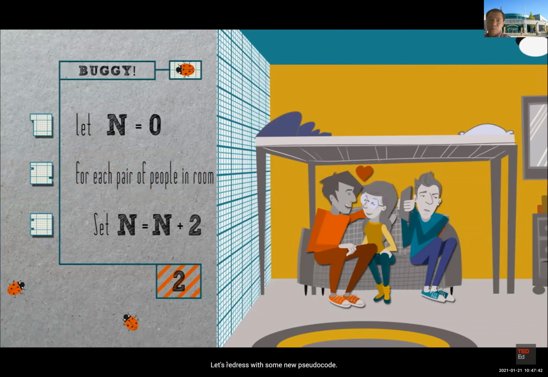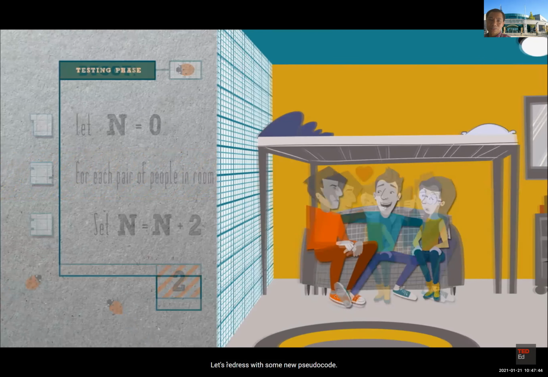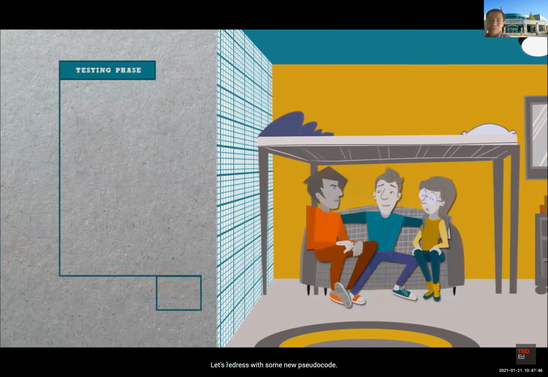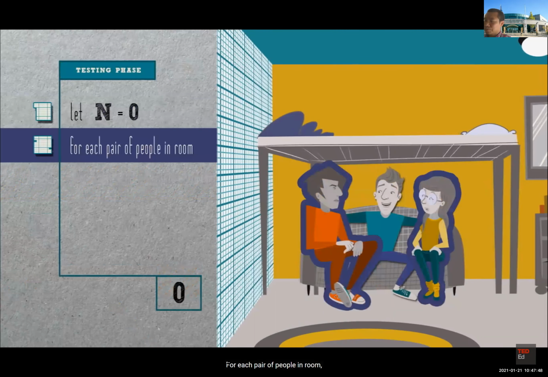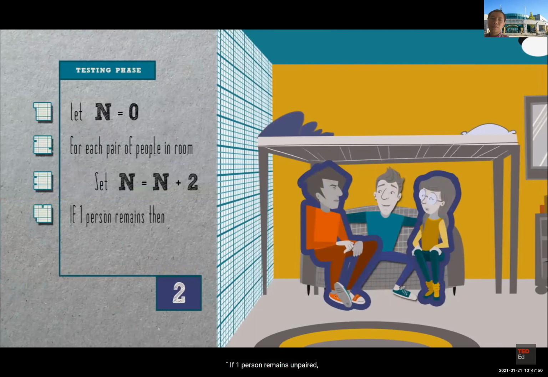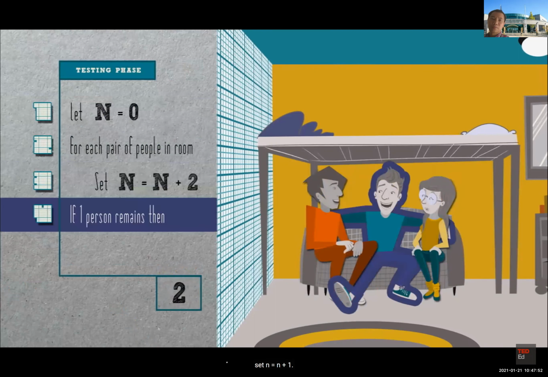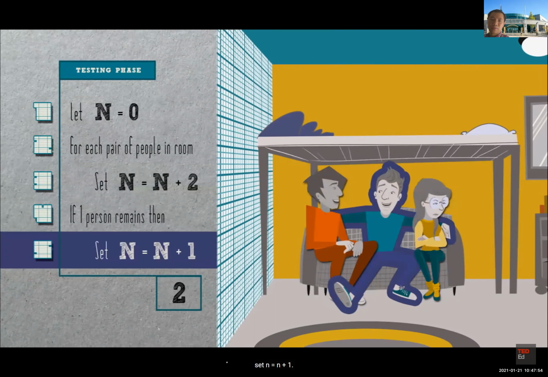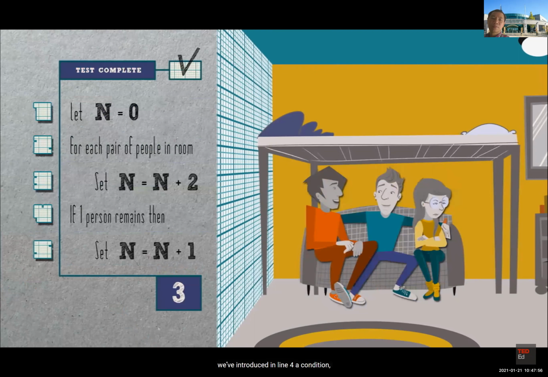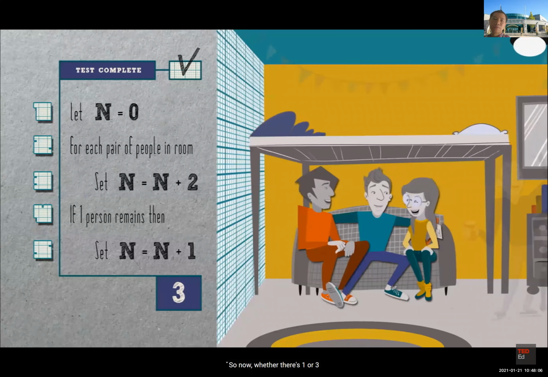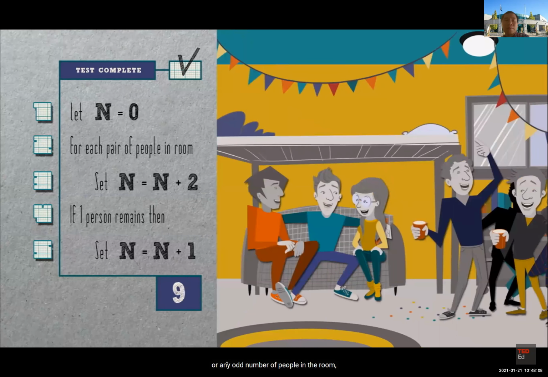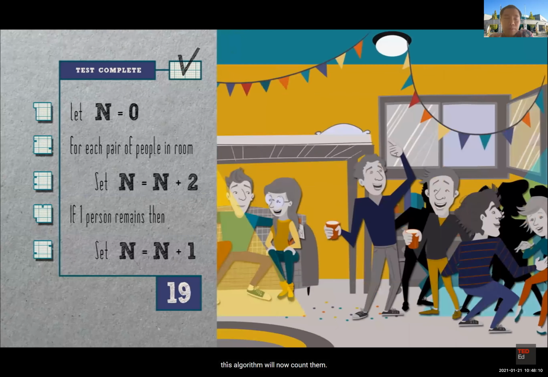Let's address this with some new pseudocode. Let n equal 0. For each pair of people in room, set n equal to n plus 2. If one person remains unpaired, set n equal to n plus 1. To solve this particular problem, we've introduced in line 4 a condition, otherwise known as a branch, that only executes if there's one person we could not pair with another. And so now, whether there's 1 or 3 or any odd number of people in the room, this algorithm will now count them. Can we do even better?